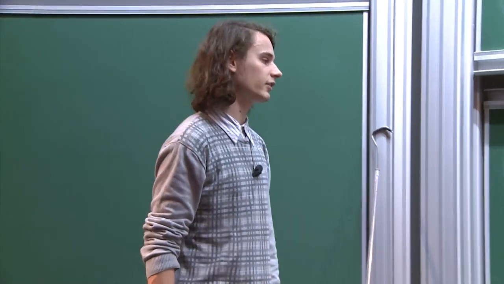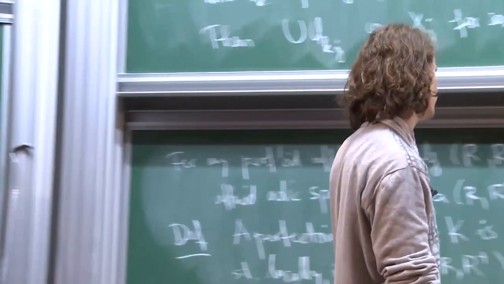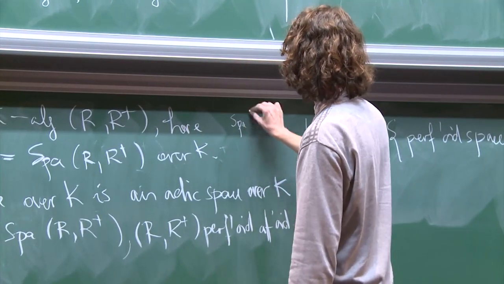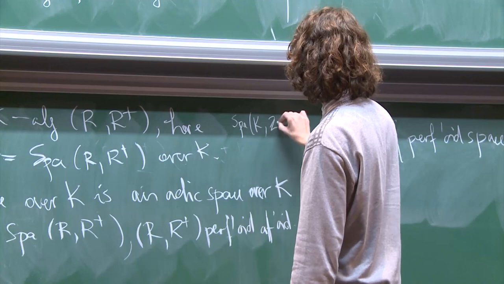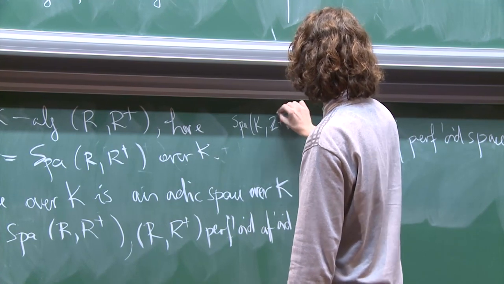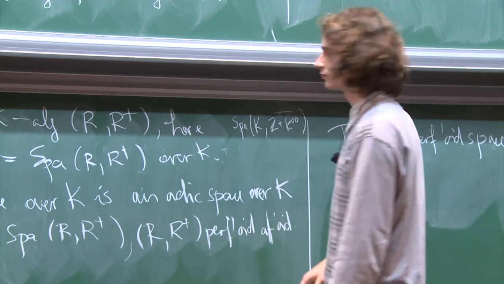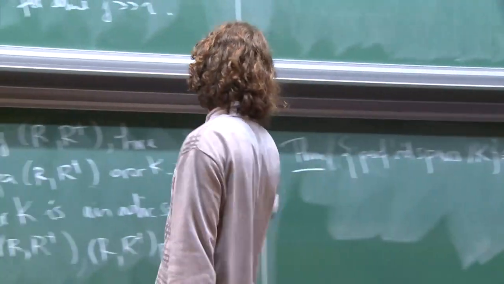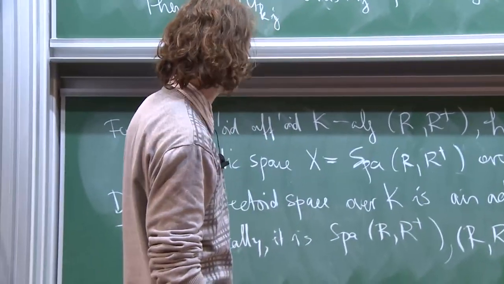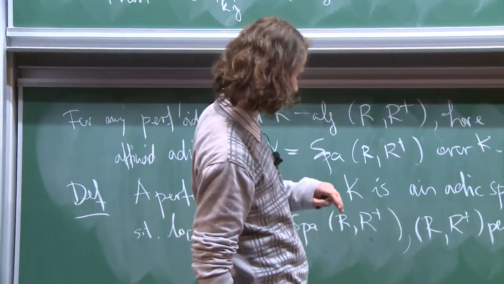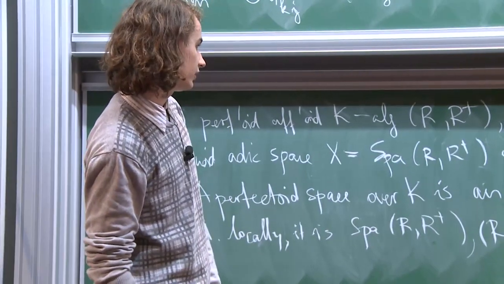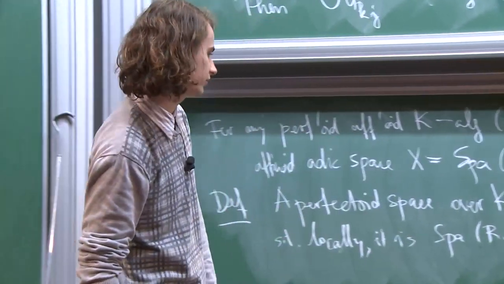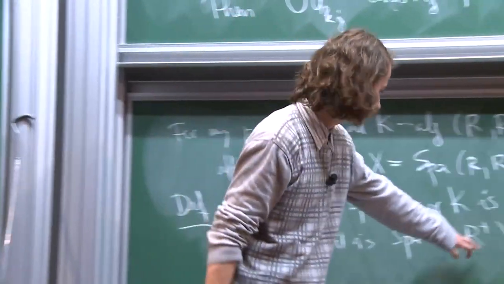In my first lecture, I defined what I mean by an adic space over K. So it's basically one which lives over Spa(K, K naught), integrally closed, if you see it this way. So I only require that it's locally of the form Spa(R, R plus), where (R, R plus) is an affinoid K-algebra in the sense that R is a K-algebra with an open and bounded subring, and this R plus is as usual.